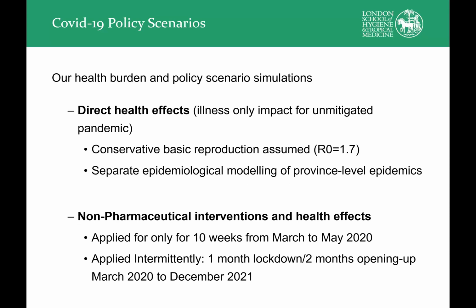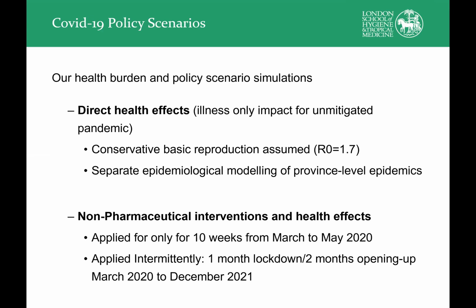The policy simulations that we run have two main types. The first is just direct health effects. So we only model the illness only impact for an uncontrolled pandemic. We use a conservative basic reproduction rate of 1.7. And the epidemiological models that we use, we have separate epidemiological modeling of those province level epidemics across those different household areas. The other type of scenarios that we have are the non-pharmaceutical interventions together with those same health effects with their mitigations.